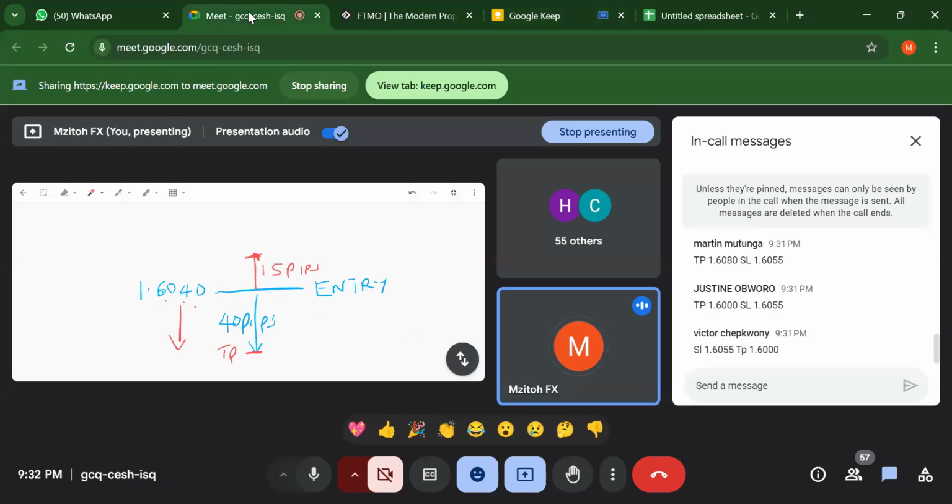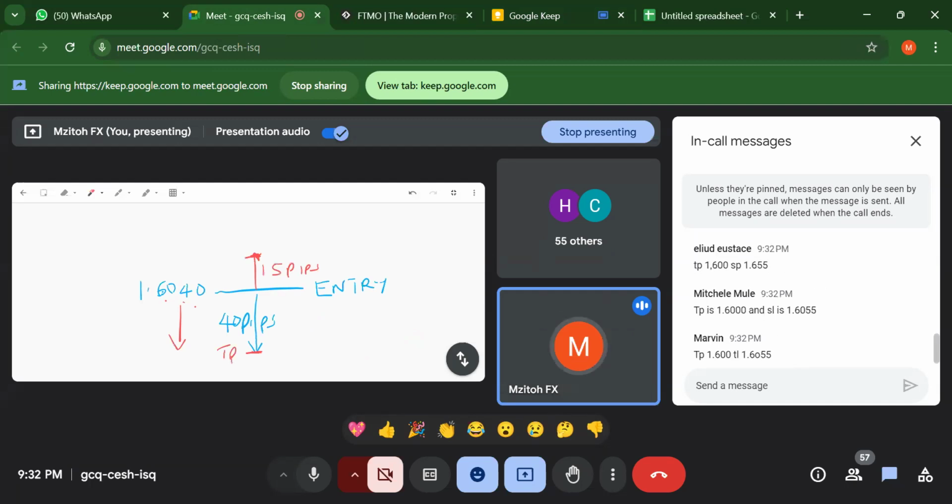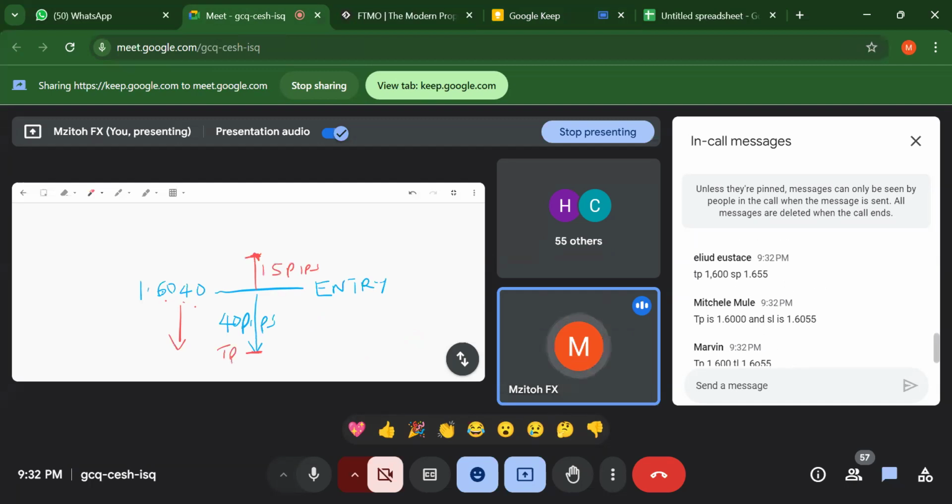Victor Chepkwony, SL 1.06055, TP 600. Martin Majimbo, loss at 6025. No. Majimbo, no.